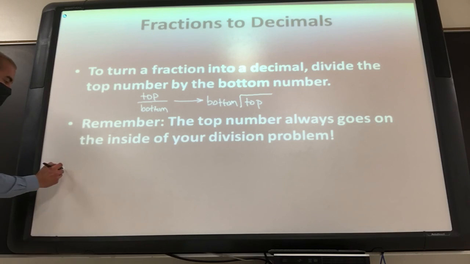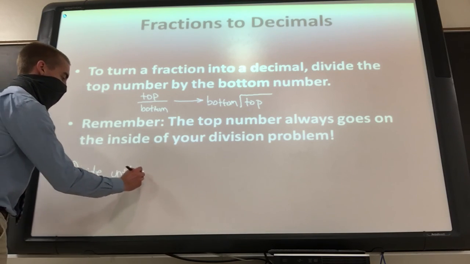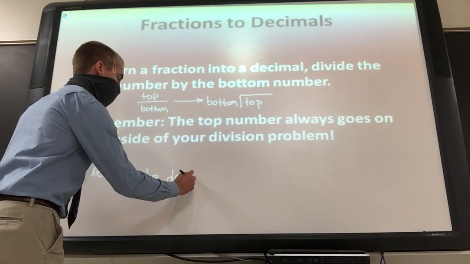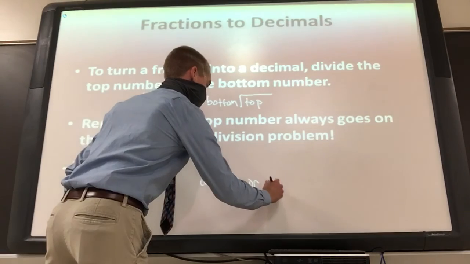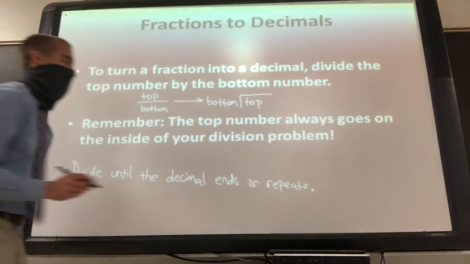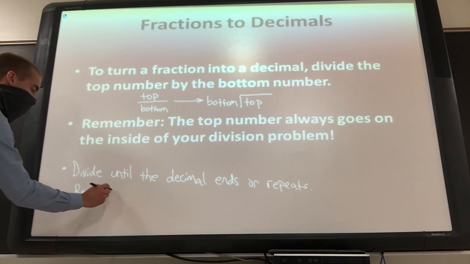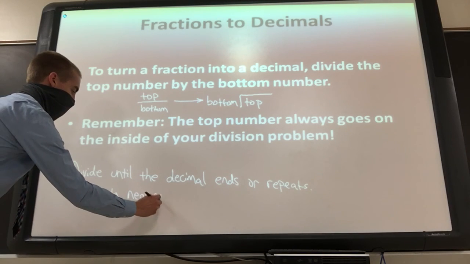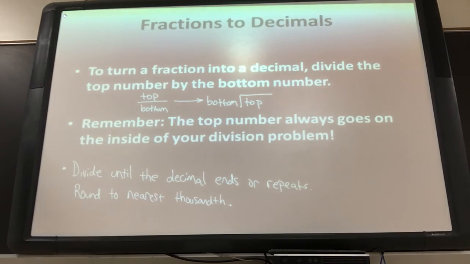Another thing that I want you to get down is that we are going to divide until the decimal ends or repeats. Until it ends or repeats. If it doesn't end or repeat while we're dividing, round to the nearest thousandth. So if we start dividing and it doesn't end or repeat, we're going to stop after the third decimal point, or third spot after the decimal point.